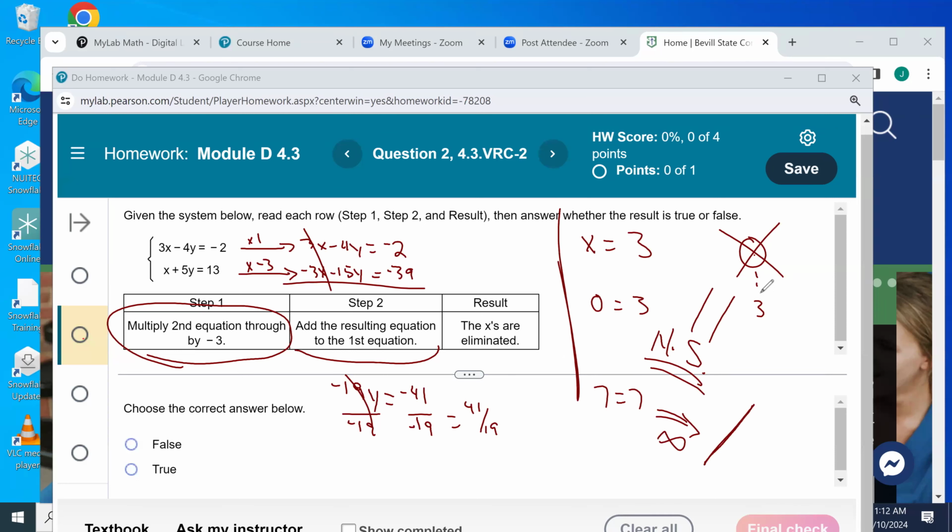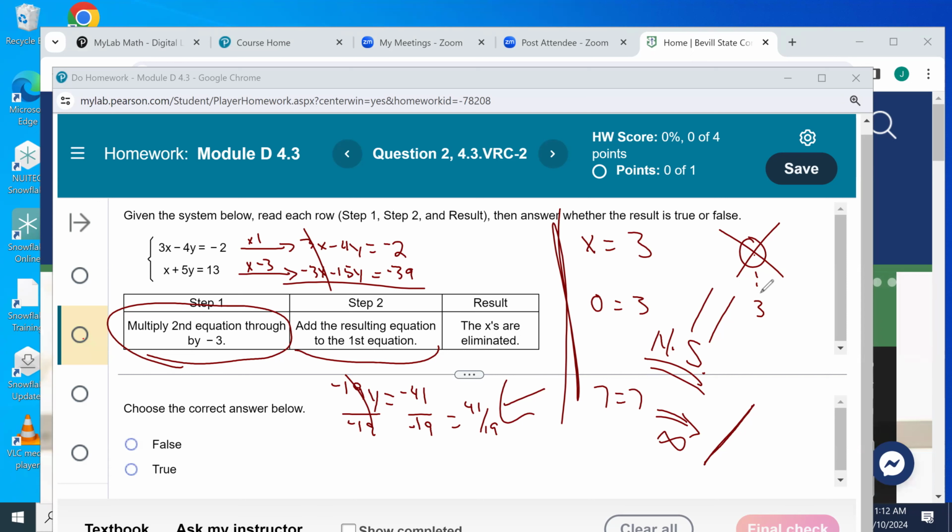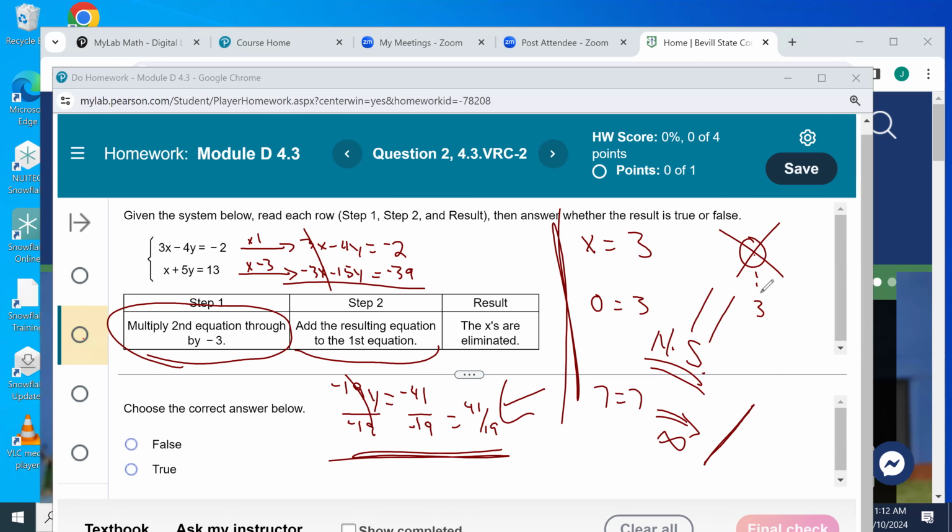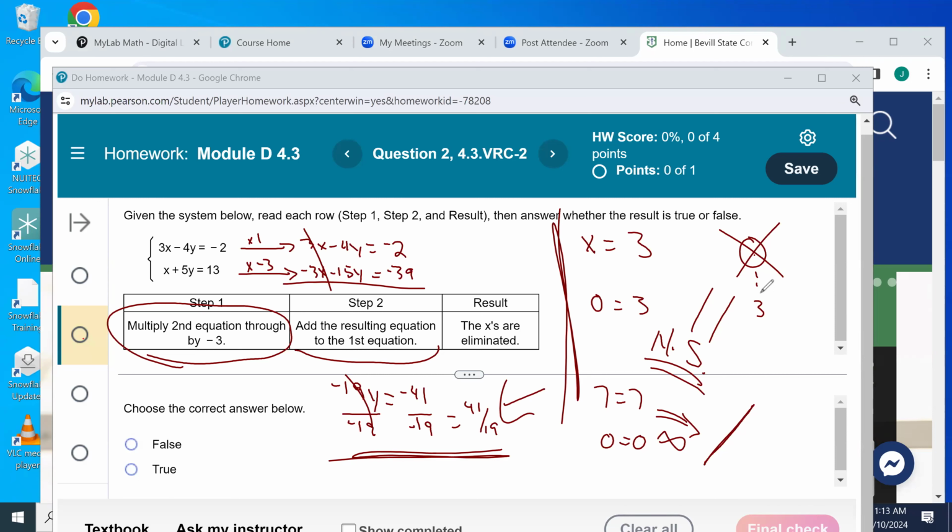The same thing applies when we're doing this by elimination. If you come down here and instead of getting y equals a number, I got 0 equals 3, no solution. Or if I got 7 equals 7, or in this method typically 0 equals 0, then that would mean it's the same line. There's an infinite number of solutions. You following that? Okay, good.